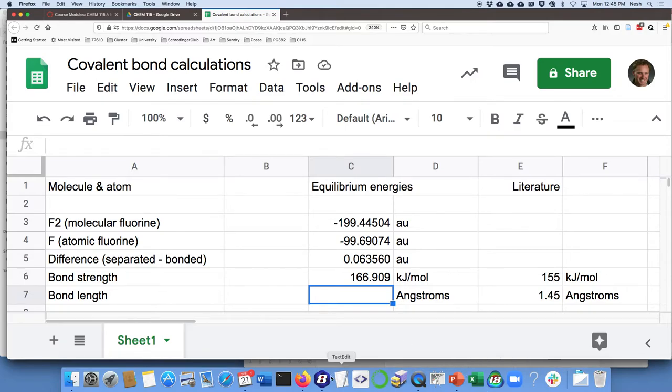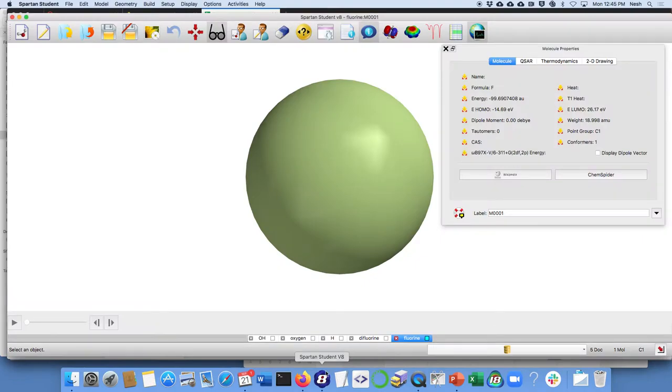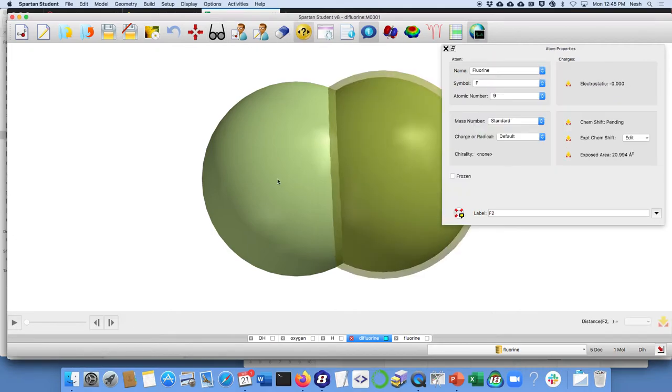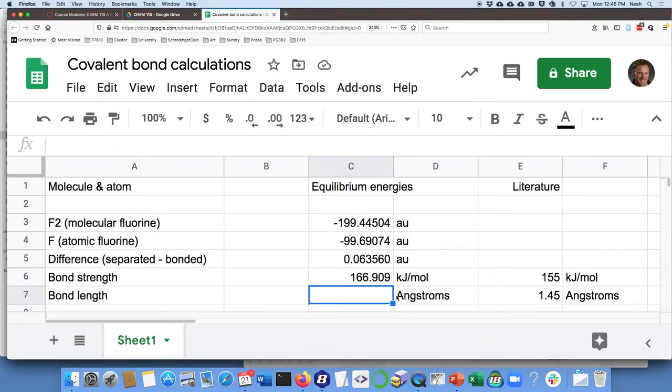One other thing is that if we want to find the distance between the bonded pair, I just go here, and it looks like the distance is about 1.39. And so I'm going to go ahead and put that here, 1.39 angstroms, and you can see that the literature value is not very different from that.